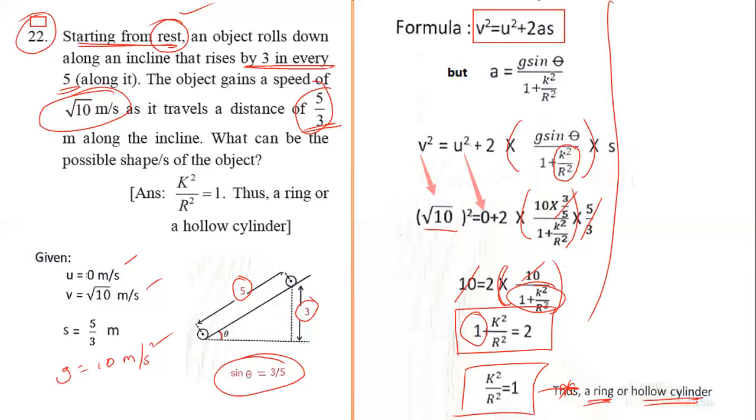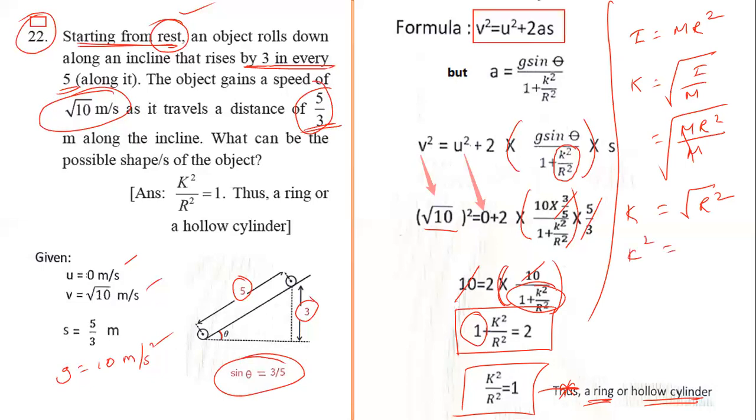Now how is it 1 for this? You know that for a ring, the moment of inertia is mr². So k we can write as root of I by m. We can substitute mr² by m. So k is equal to root r². Squaring both sides, k² is equal to r². So k² by r² is equal to 1 for a ring. Therefore this object is a ring.